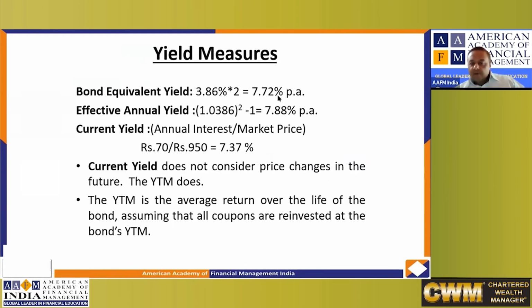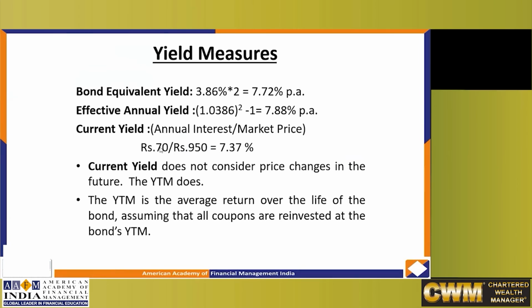Bond equivalent yield is 7.72, effective yield is 7.88. This is called dirty price, equivalent yield, and effective is called the clean price, right?